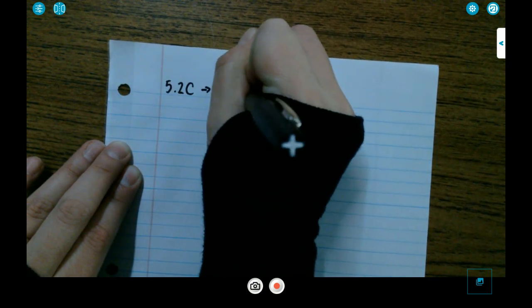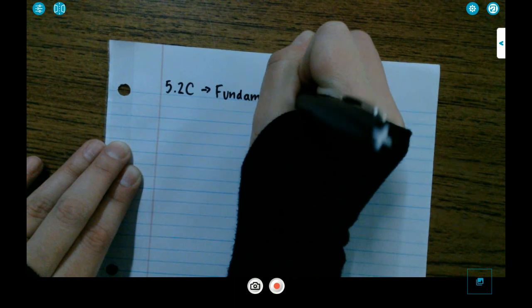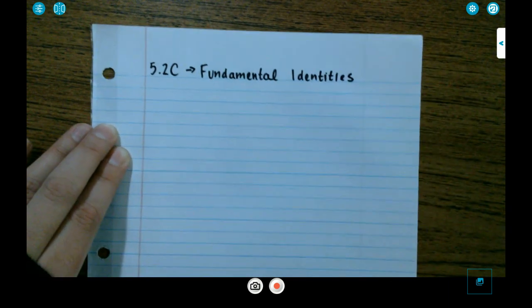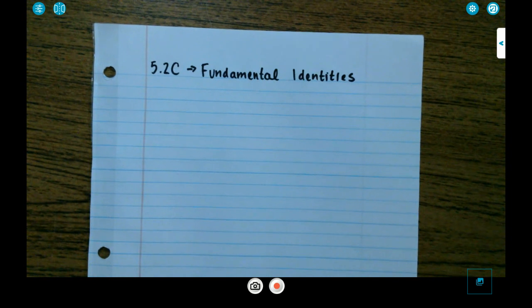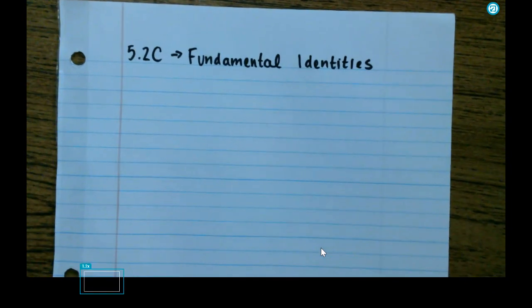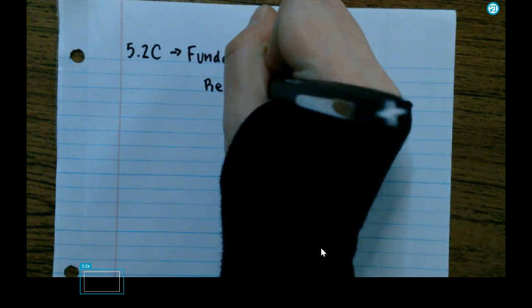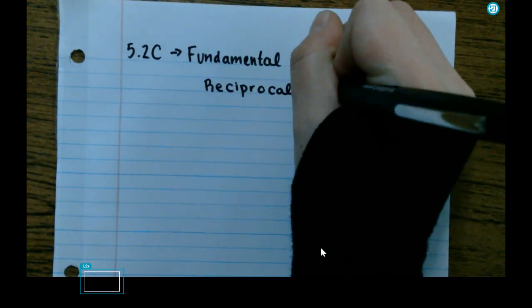Today we are looking at our fundamental identities of trig. The first set of those identities is going to be our reciprocal identities. So, this is 5.2c. We are looking at fundamental identities, and our first set of identities is our reciprocal identities.